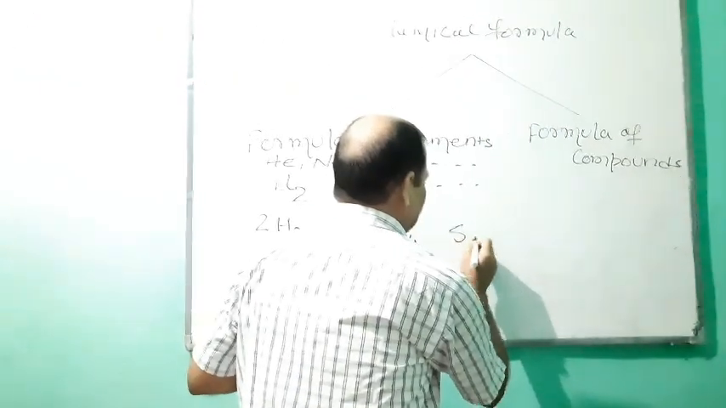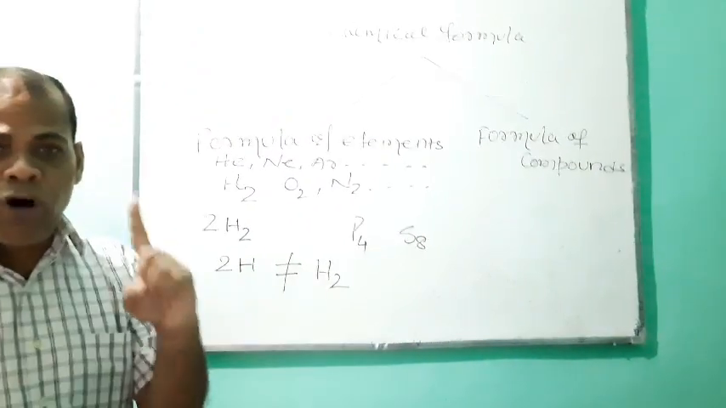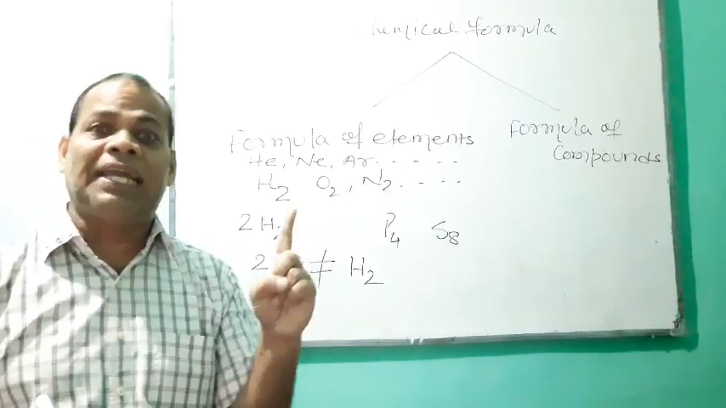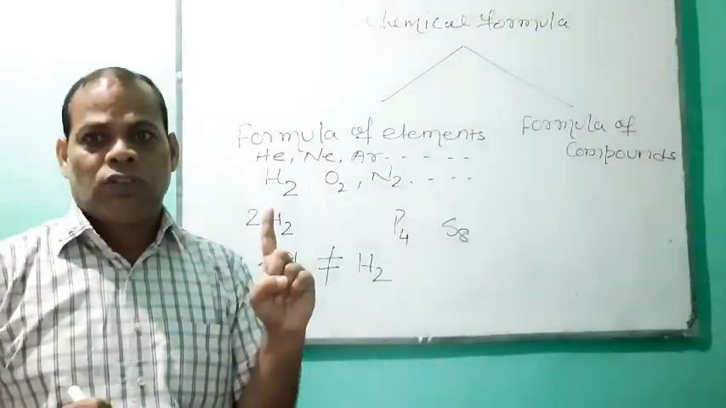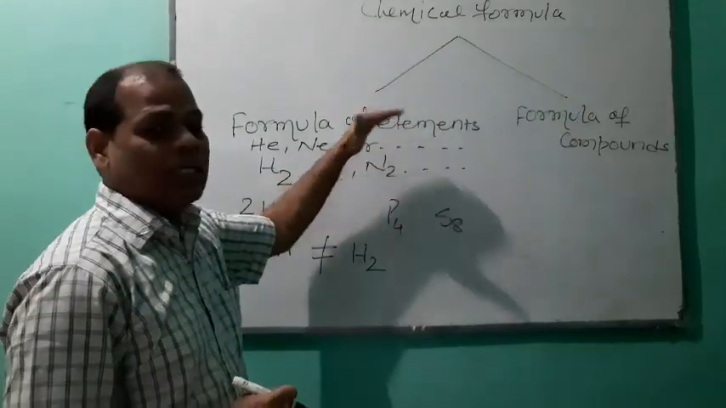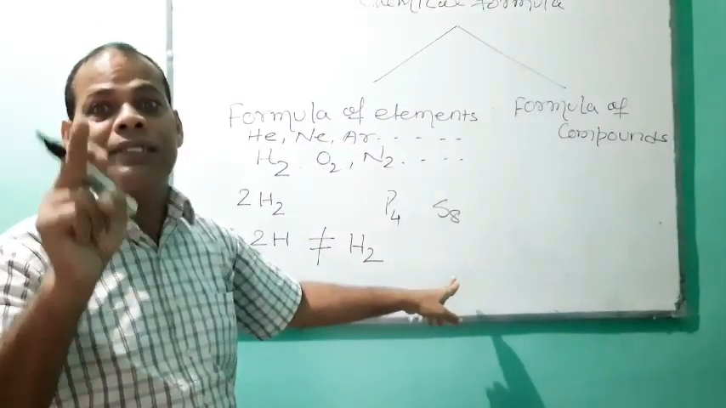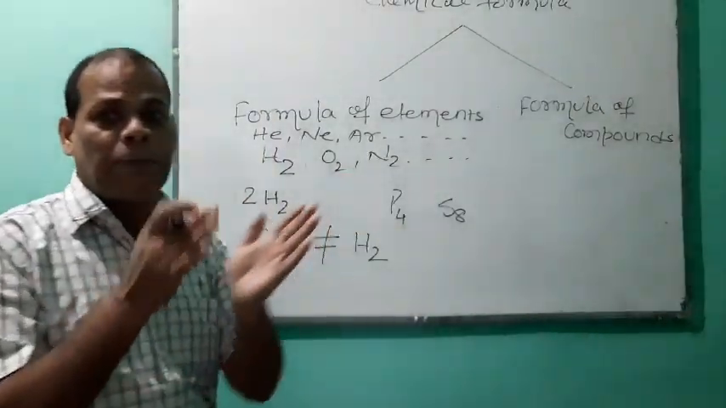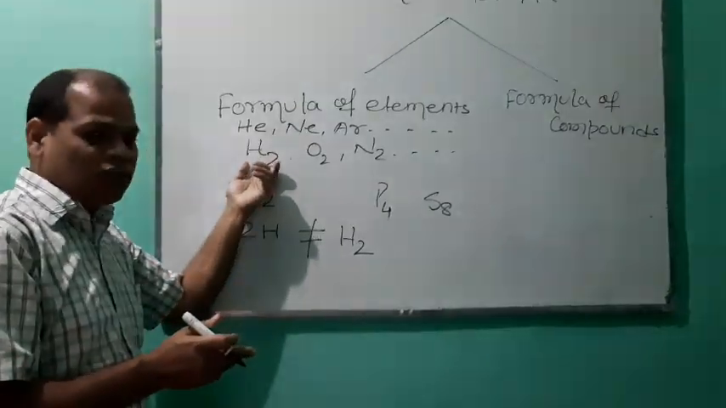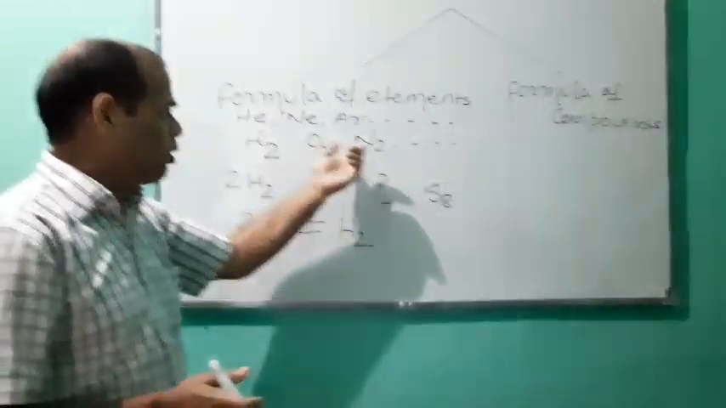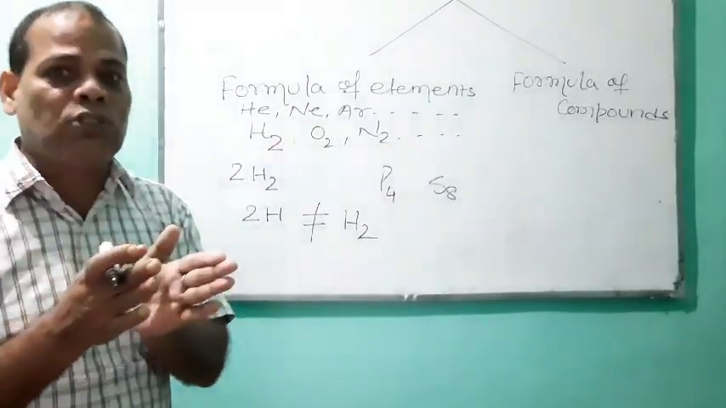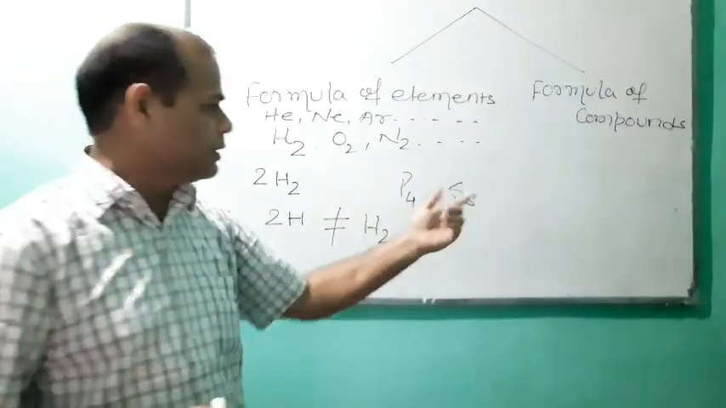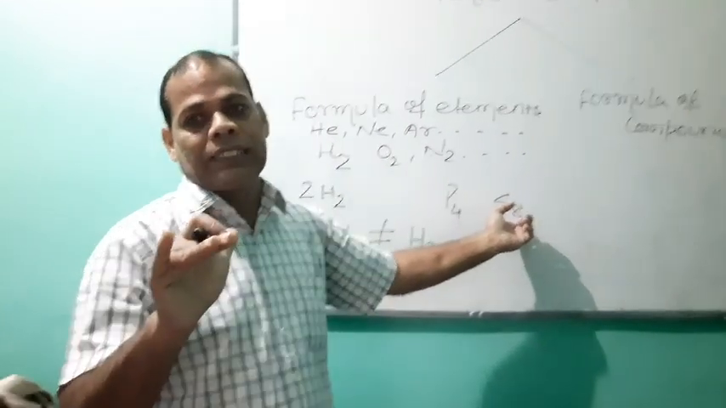Similarly, S8. One molecule of sulfur contains 8 atoms. So the molecular formula of sulfur is S8. The molecular formula of phosphorus is P4, of hydrogen is H2, of nitrogen is N2, and of sulfur is S8. So its atomicity is 8.